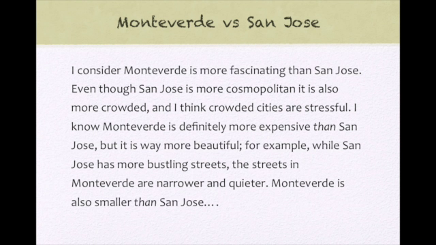So let's start with a brief paragraph. I want you to take a look at it. I'm going to read it really quick for you. I consider Monteverde is more fascinating than San Jose. Even though San Jose is more cosmopolitan, it is also more crowded, and I think crowded cities are stressful. I know Monteverde is definitely more expensive than San Jose, but it is way more beautiful. For example, while San Jose has more bustling streets, the streets in Monteverde are narrower and quieter. Monteverde is also smaller than San Jose, and I can continue with the idea and the description.